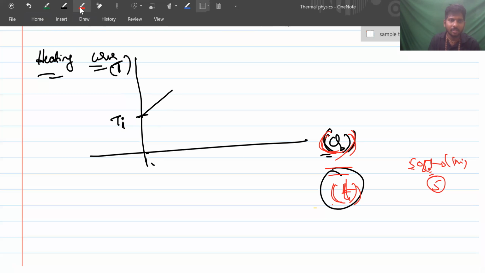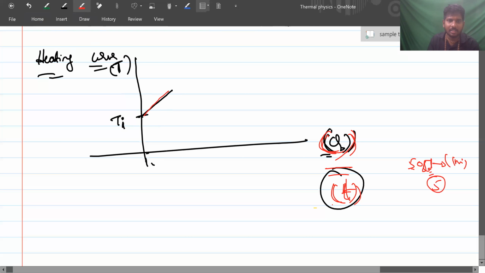Yes, sir. There will be a constant slope here. Then what happens? You will reach a melting point, right? At that time, will there be any change in temperature? No, right? Even if you keep on giving heat, the temperature will remain constant. Yes, sir. Then you will reach the saturation point here. From here, what will happen? Again, the temperature rises, right? Yes, sir.